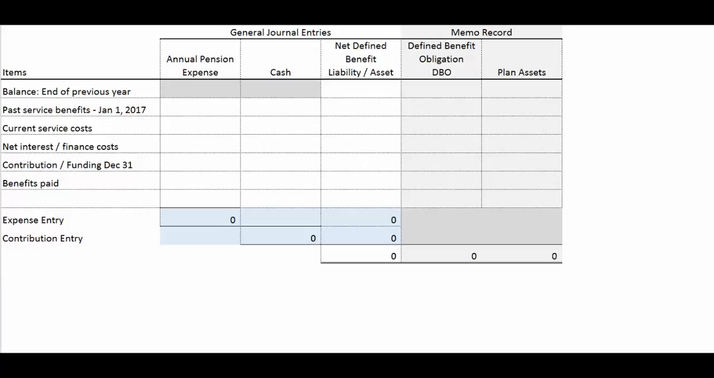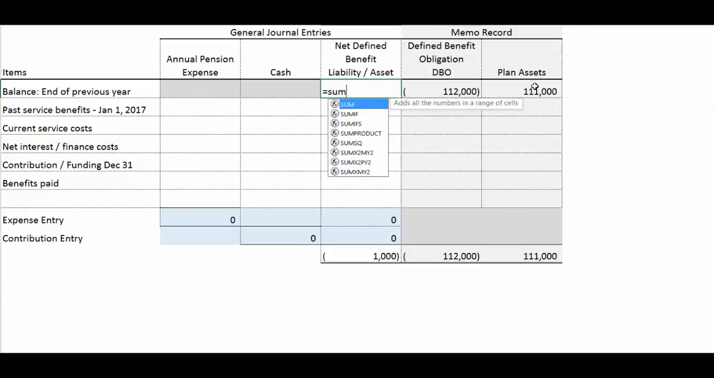The first thing to remember is that the balance at the end of last year is the balance at the start of this year. So we're just using exactly the same numbers as at the end of last year, and we remember that the balance in the plan assets was $111,000. Of course, the data sheet also tells you this, and that the defined benefit obligation was $112,000, and as a result, we have a net liability. The plan is underfunded.